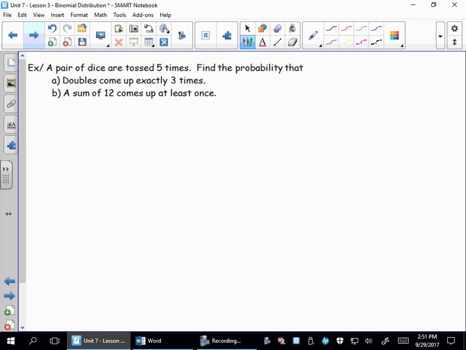Okay, we're going to try another example. A pair of dice are tossed 5 times. Find the probability that doubles comes up exactly 3 times. So n is 5. We're doing 5 trials. P, my probability of success, is getting doubles. That's what I'm trying to get.